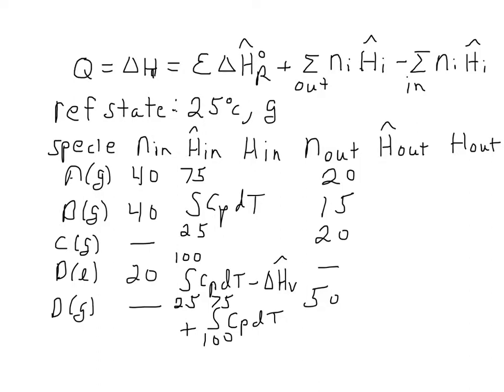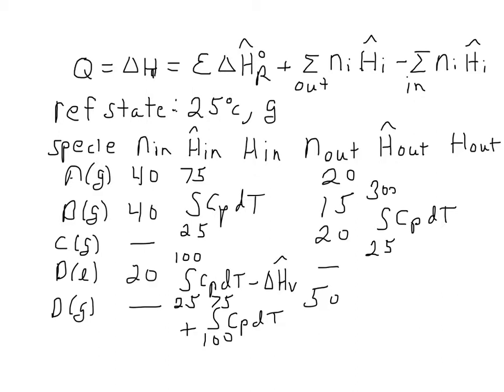On the product side, they're all gases at 300 degrees C, and so all of these will have the enthalpy being from 25, the reference condition, to 300 degrees, and that will be of the heat capacity integrated between those temperatures dT.